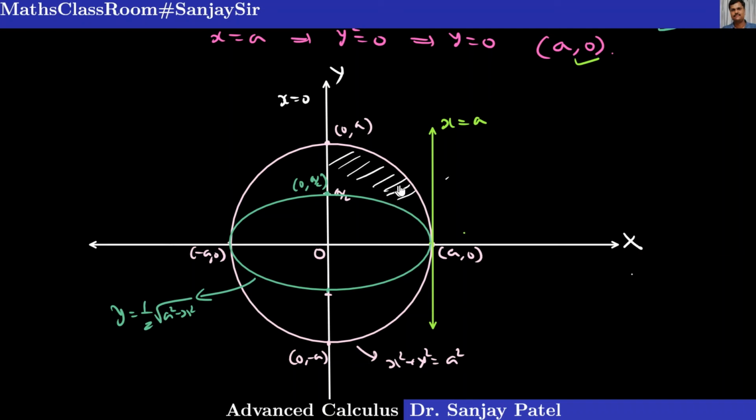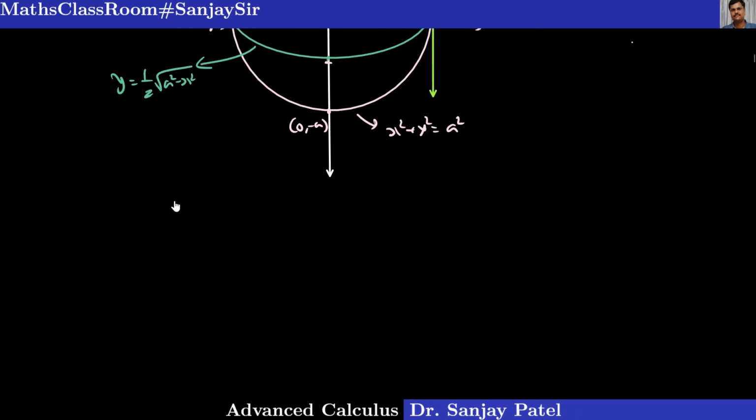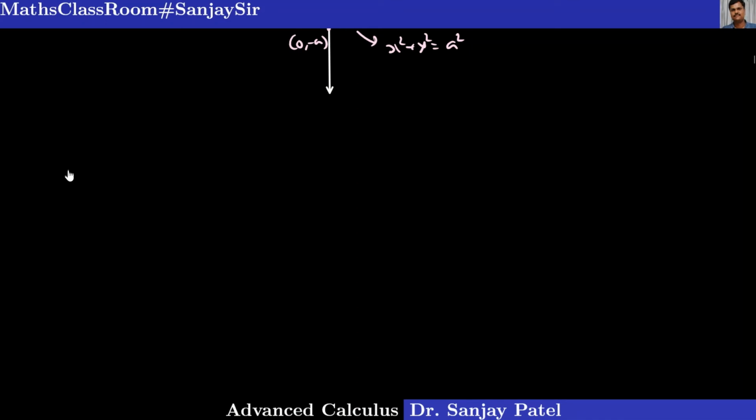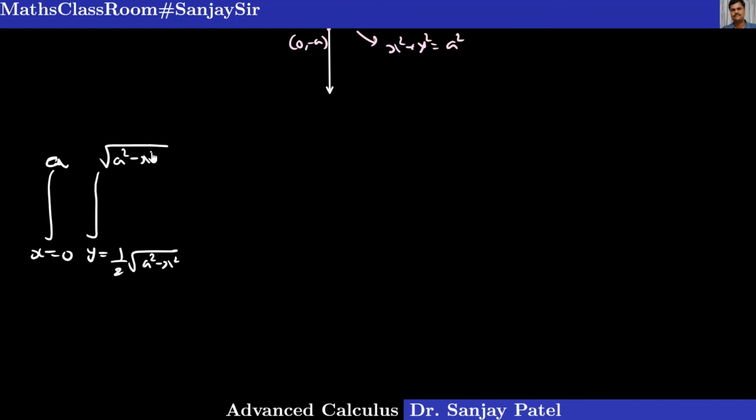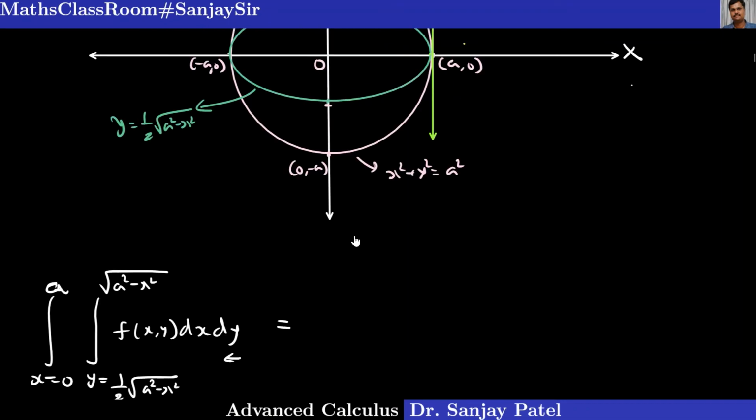Now our aim is to rewrite the double integral. Let me write the double integral here. The double integral which is given to us is x equal to 0 to a, this is a, and y is equal to 1 by 2 times square root of a square minus x square to square root of a square minus x square f of x comma y dx dy. So it is integrated with respect to y first and then with respect to x, and you want to change the order of integration. Means you want to integrate with respect to, say, x first.